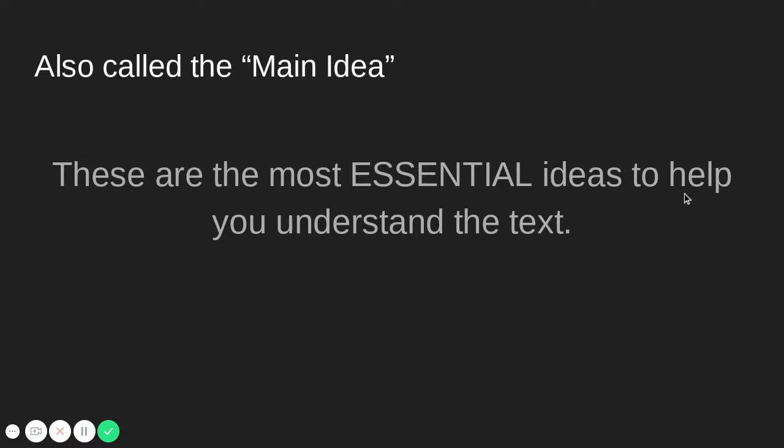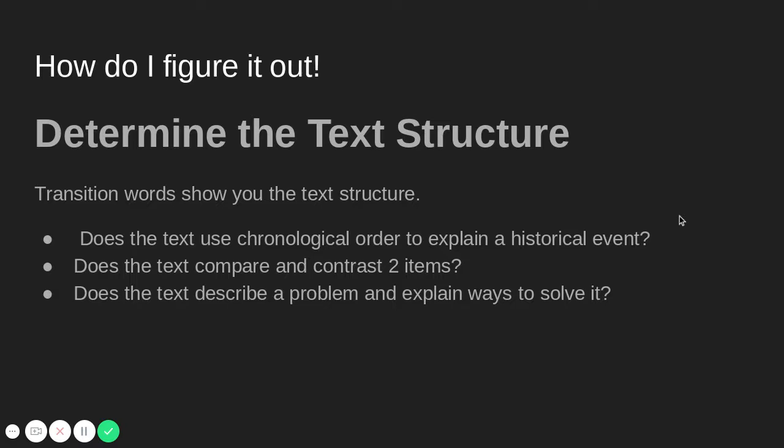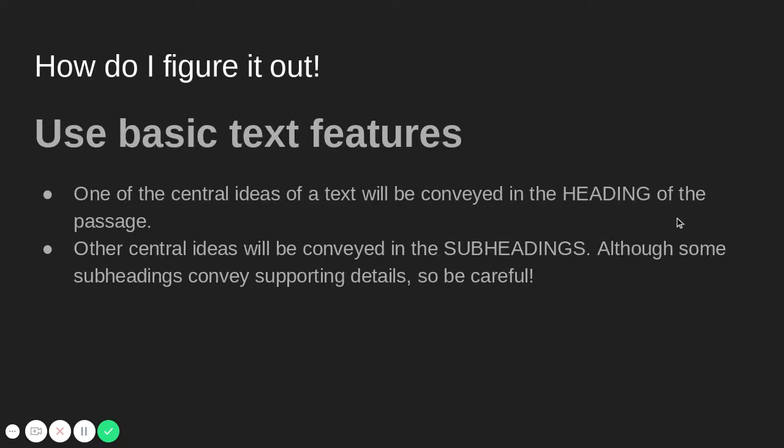So when we talk about that central idea, main idea, how do we figure it out? Well, the first thing you need to do is determine the text structure. You look for the organization and transition words to help you. It could be organized in chronological order, so the order in which the events occurred to help explain some kind of an event. It could be comparing and contrasting two items, or it could be a problem and then different ways to solve it. Once you've determined the text structure, you need to then look at the basic text features to help you figure out the main idea as well.